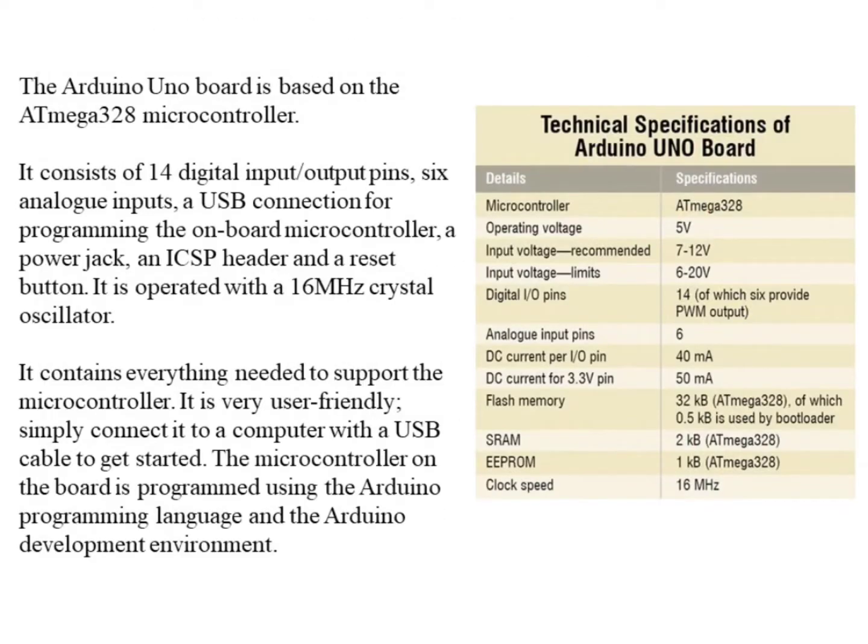Next is our microcontroller. We have used here the Arduino Uno board, which is based upon the ATmega328 microcontroller. It consists of 14 digital input-output pins, 6 analog pins, a USB connection for programming purposes, a power jack, an ICSP header and a reset button. It operates with a 16 MHz crystal oscillator. It contains everything needed to support the microcontroller. It is very user-friendly, simply connect it to a computer with a USB cable to get started. The microcontroller on the board is programmed using the Arduino programming language and the Arduino development environment.